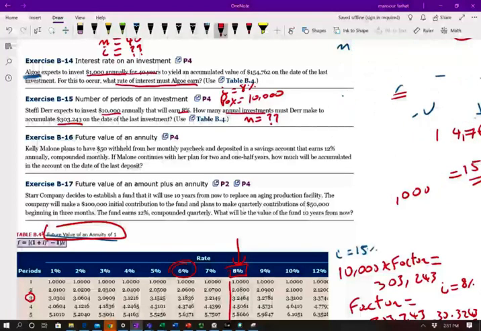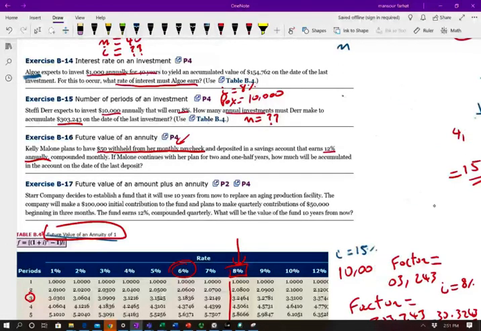Plan to have $50 withheld from her monthly paycheck. Be careful, it's monthly. And deposited in a savings account that earned 12% annually. So notice, the deposit is monthly, but the earning is annual, so we have to make an adjustment. Okay, and they tell us here it's compounded monthly.